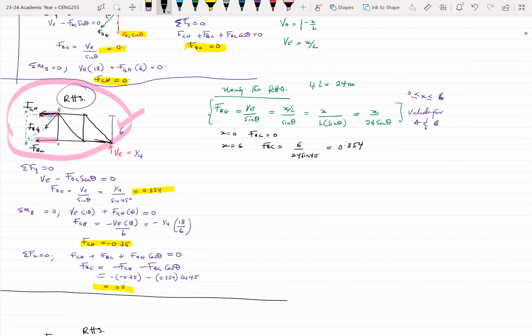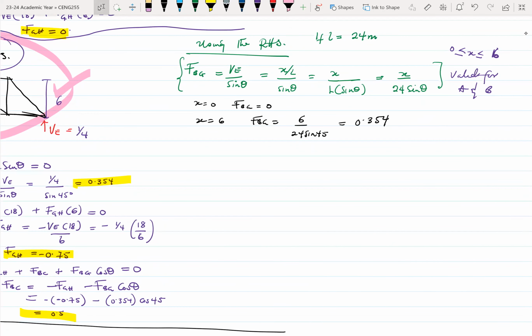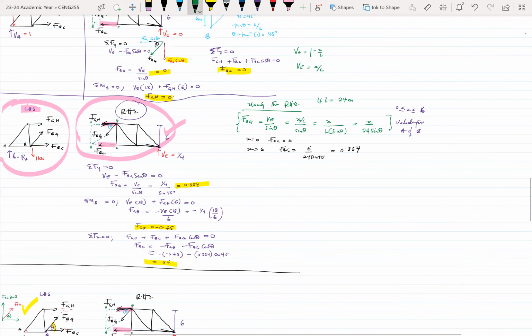So it becomes 6 divided by 24 times 45, and you get 0.354, which is what we had using the first principle approach, right? So this equation works great. Now let's write another equation for FGH.